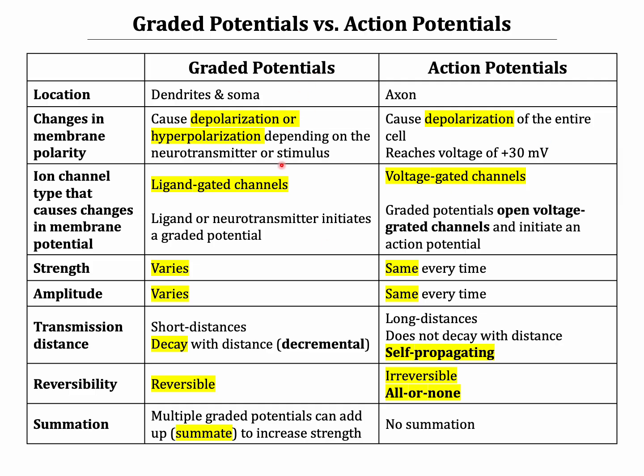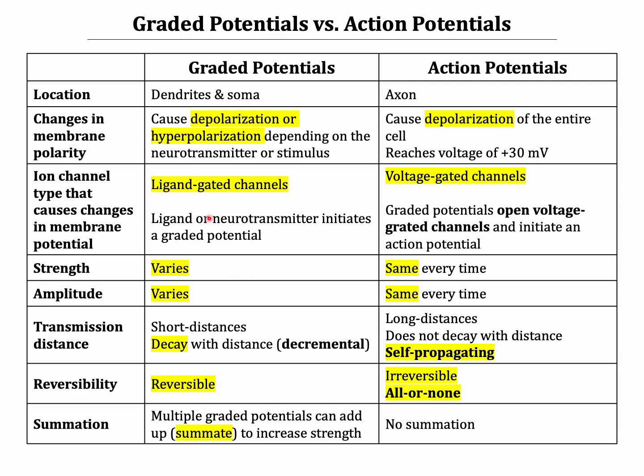For ion channels, graded potentials are due to the opening of ligand-gated channels, so a neurotransmitter binding to the channel, opening it up, with influx and efflux of ions. Action potentials are produced due to the opening of voltage-gated channels. It's the graded potentials, the changes in membrane potential, that open voltage-gated channels at the trigger zone at the axon, which then initiate an action potential. So it always starts with the opening of ligand-gated channels, which will then activate the opening of voltage-gated channels, encouraging even more ions to come in and even more depolarization to occur.